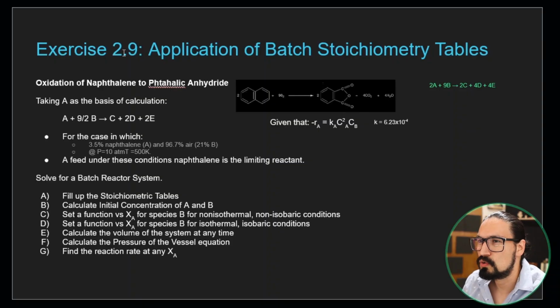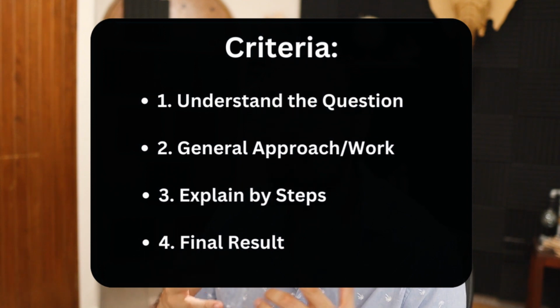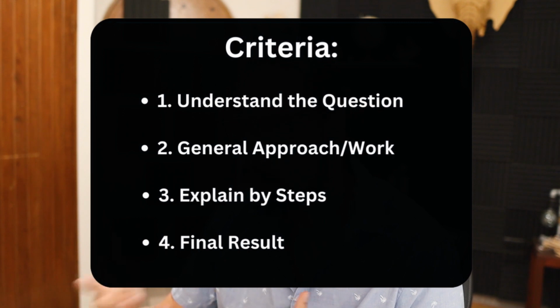And yes, I have a traditional exercise 2.9, applications of batch stoichiometry tables. This is from the rate law and stoichiometry. Essentially what I'm going to be doing is copying all this content. As you can see, there are a lot of questions. So I'm going to see whether or not ChatGPT is going to be able to, first, understand the questions, second, work through the problems, third, explain correctly those approaches, and finally, whether or not the final result is correct.